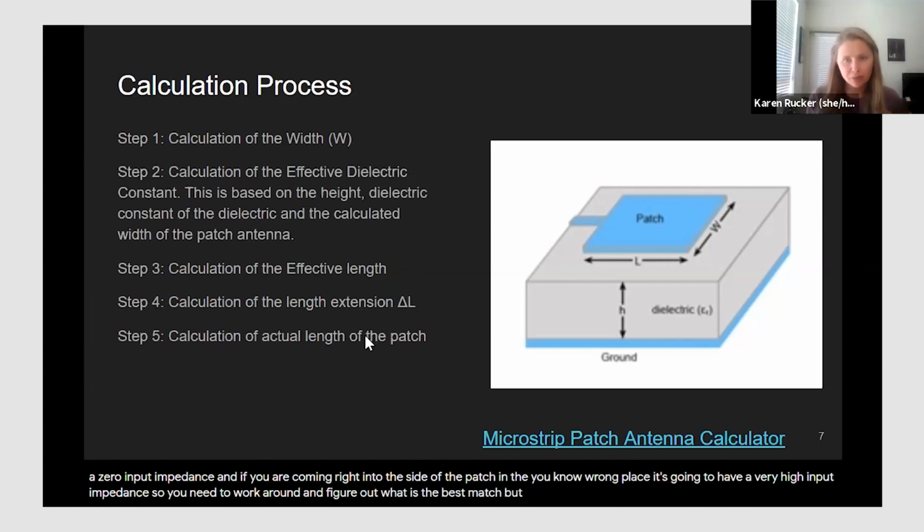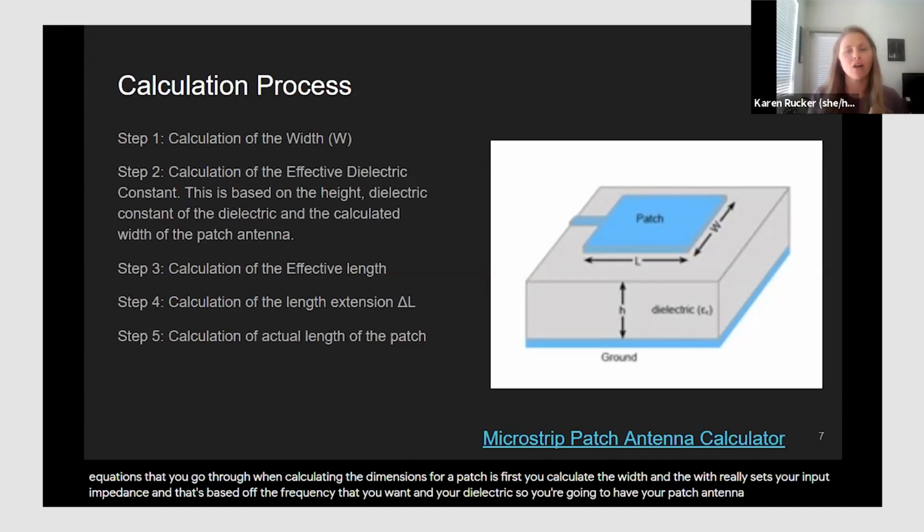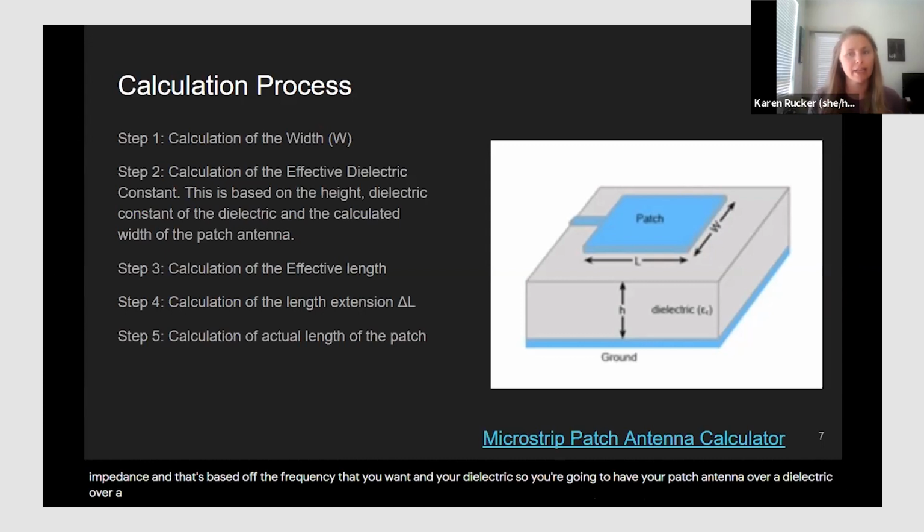But the general process, without overloading with the equations that you go through when calculating the dimensions for a patch, is first you calculate the width, and the width really sets your input impedance, and that's based off the frequency that you want and your dielectric. So you're going to have your patch antenna over a dielectric over a ground plane, right? Those are your 3 basic elements there.